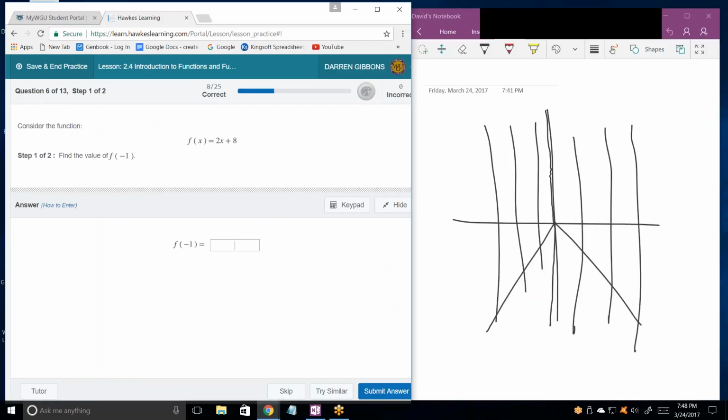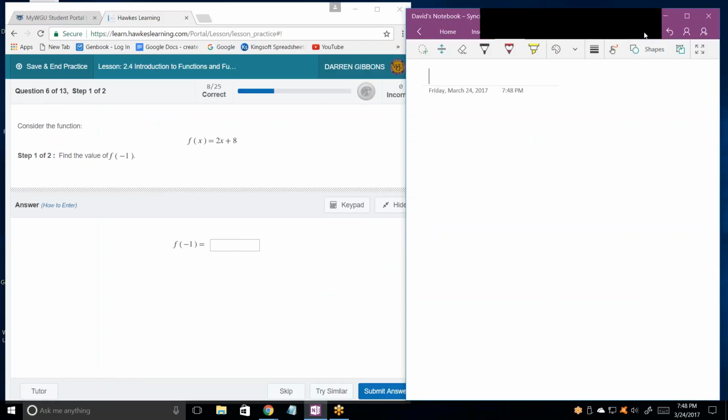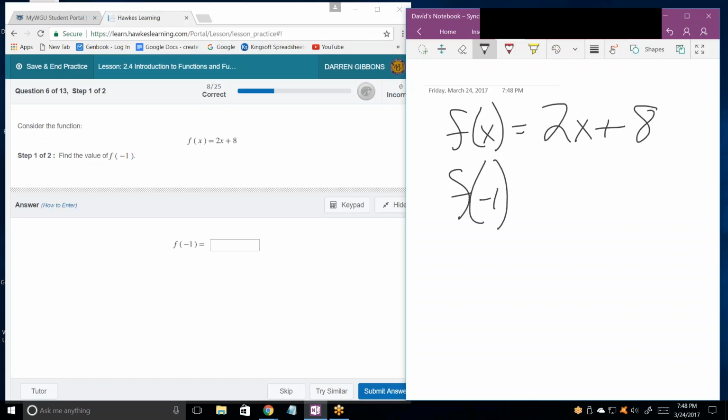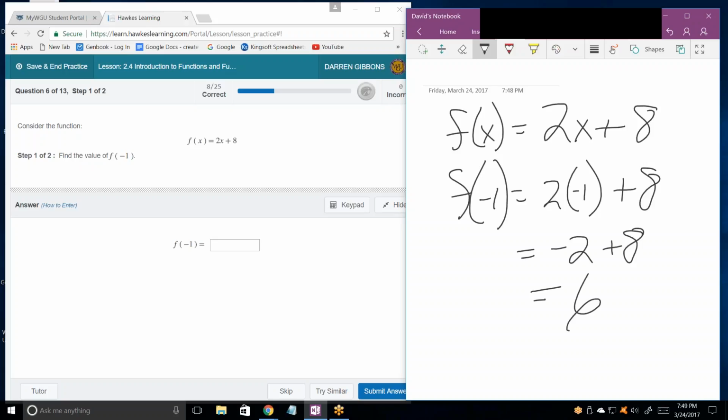So here's my function. F of x equals 2x plus 8, and they want to know what f of minus 1 is. What do I do? So 2 multiplied by negative 1 plus 8. Which is minus 2 plus 8, which is 6.